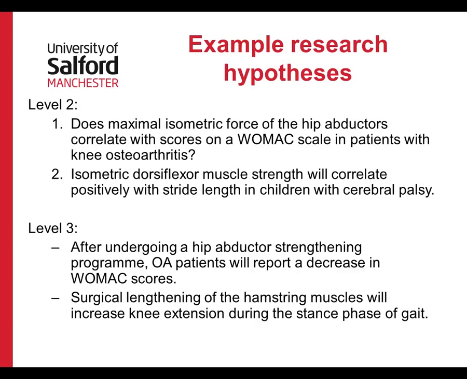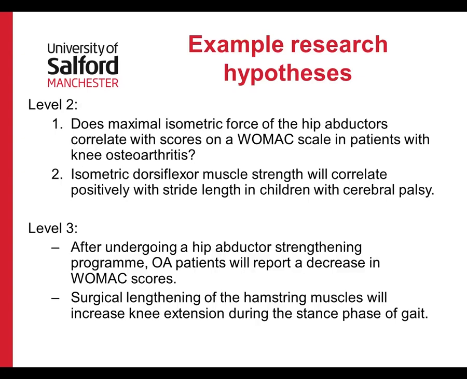So we spoke before about some example research questions at level 1, level 2 and level 3. And as I said, hypotheses can only be formulated at level 2 and 3 because they deal with relationships between variables. So here's an example of a level 2 hypothesis. Does maximal isometric force of the hip adductors correlate with scores on a WOMAC scale in patients with knee osteoarthritis? So you can see we've actually stated what's going to be measured: maximal isometric force of the hip adductors and pain scores on a WOMAC pain scale.